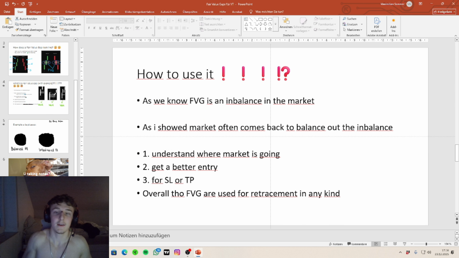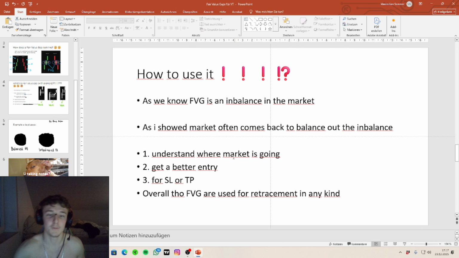Remember the quiz. So how to use a fair value gap? As we know, a fair value gap is basically an imbalance in the market. As I just showed you, the market often comes back to the gap I created because I was too fast. It comes back to balance out the imbalance in order to continue with the trend, to continue drawing out the circle.